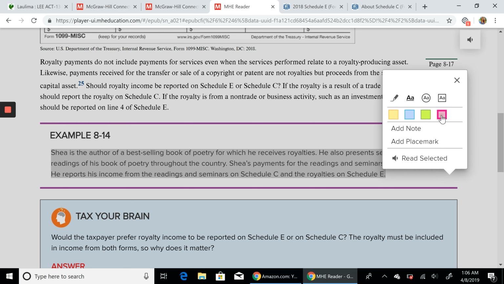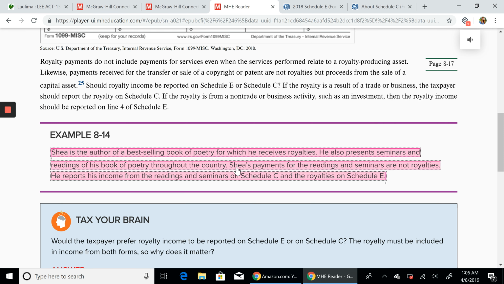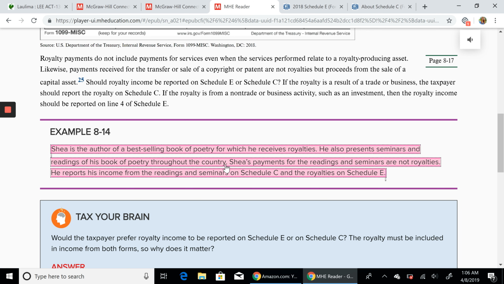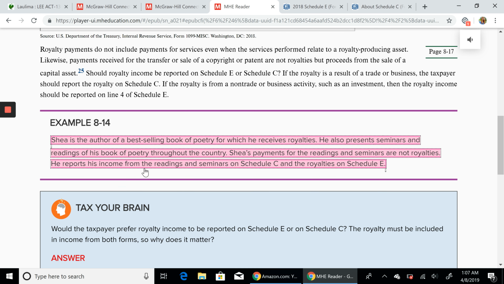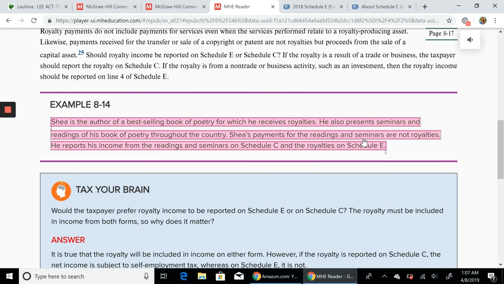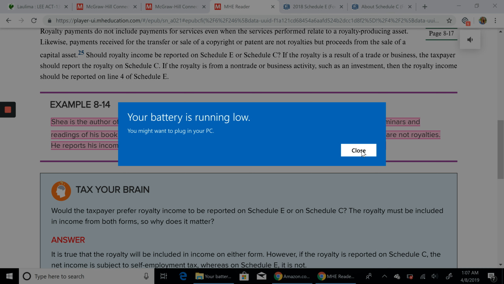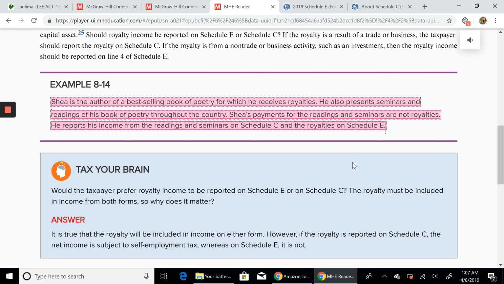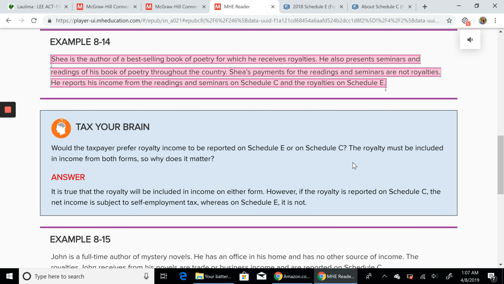Shay is the author of a best-selling book of poetry for which he receives royalties. He also presents seminars and readings of his book of poetry throughout the country. Shay's payments for the readings and seminars are not royalties. That's an actual business. He reports his income from the readings and seminars on Schedule C and the royalties on Schedule E. So both of those payments are considered separately.